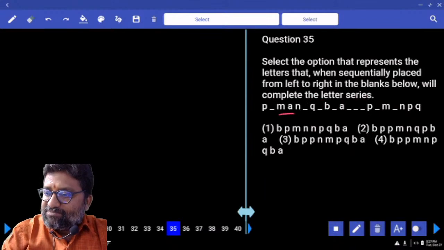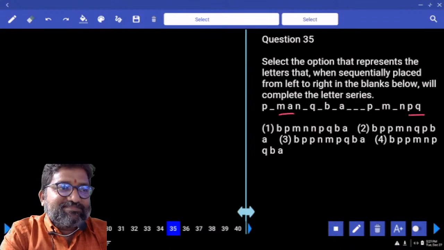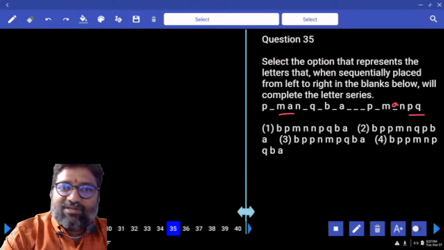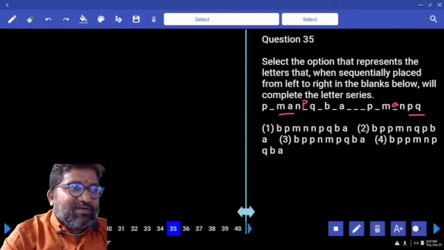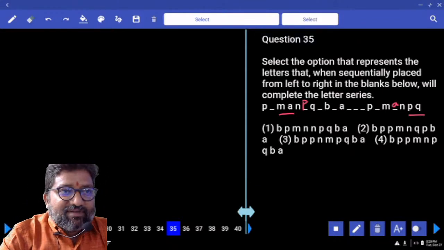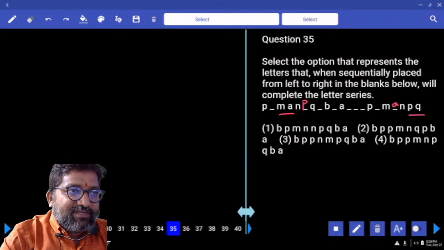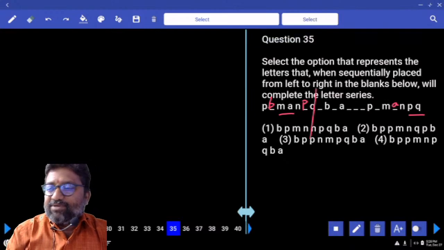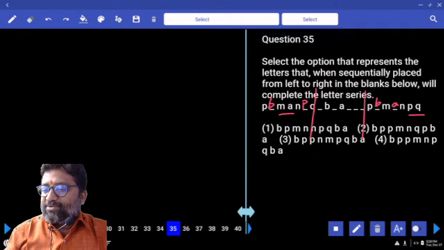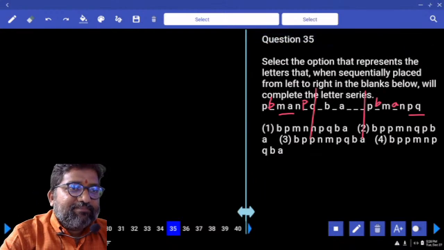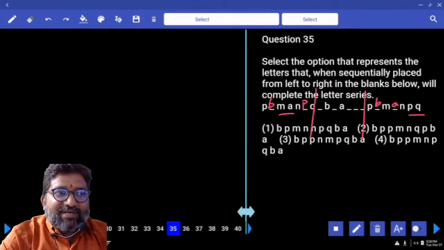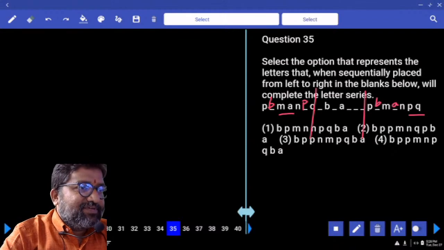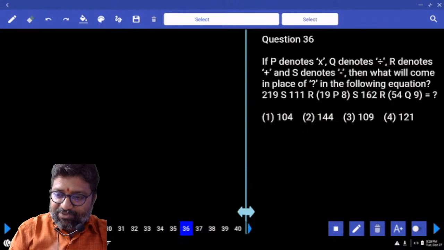We saw MAN, and at the end we saw P followed by Q, right? There I saw MAN, and after MAN I got PQ, maybe this is PQ. Then in the options, the first alphabet in every option is B. So I have put B here. I got the order: PB, MAN, PQ. Obviously, the middle one also should be PB, MAN, PQ. Always go with the letters before and after the blank. That is the easiest way of getting the answers. Understood? Follow the same strategy that I teach you even in the exam.